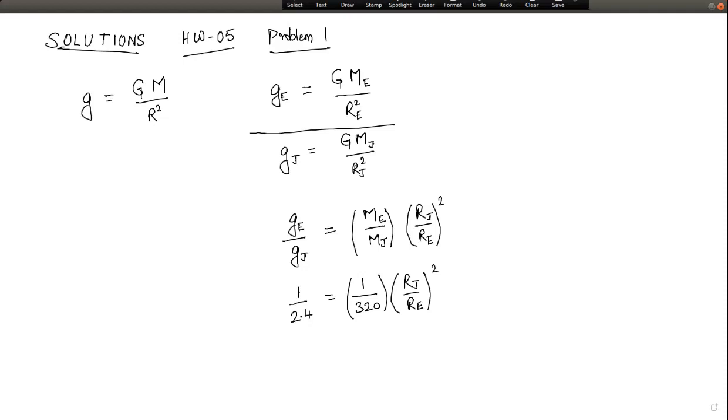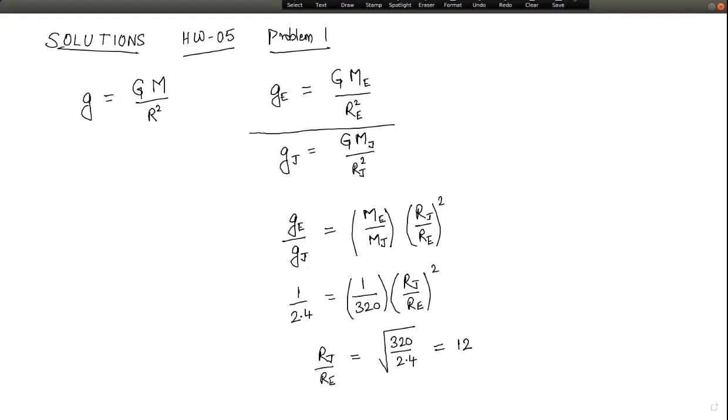So we immediately have radius of Jupiter over radius of Earth squared is 320 divided by 2.4, which means this will be a square root. That's 3200 divided by 24, and we'll take the square root of that. So that's about 11.55, so that's about 12. To 2 digits, that's 12.